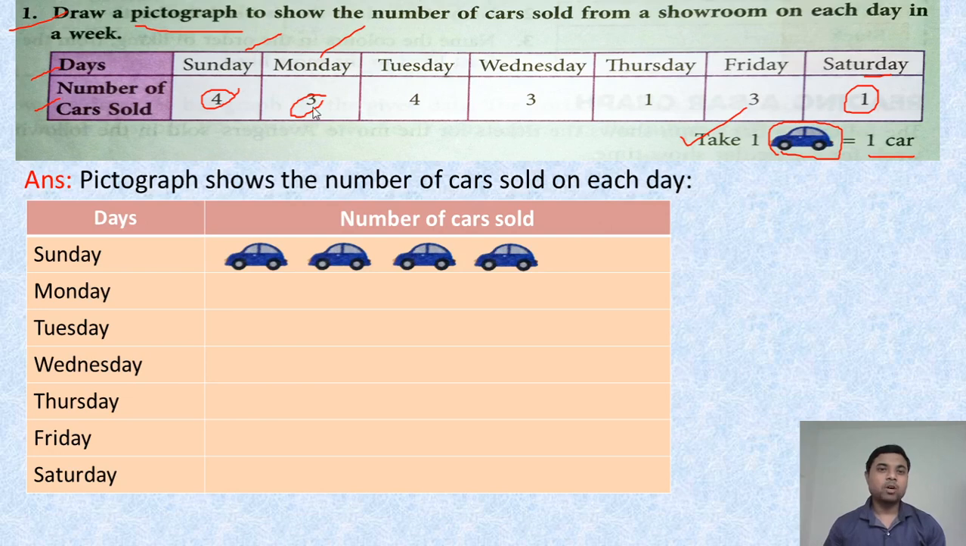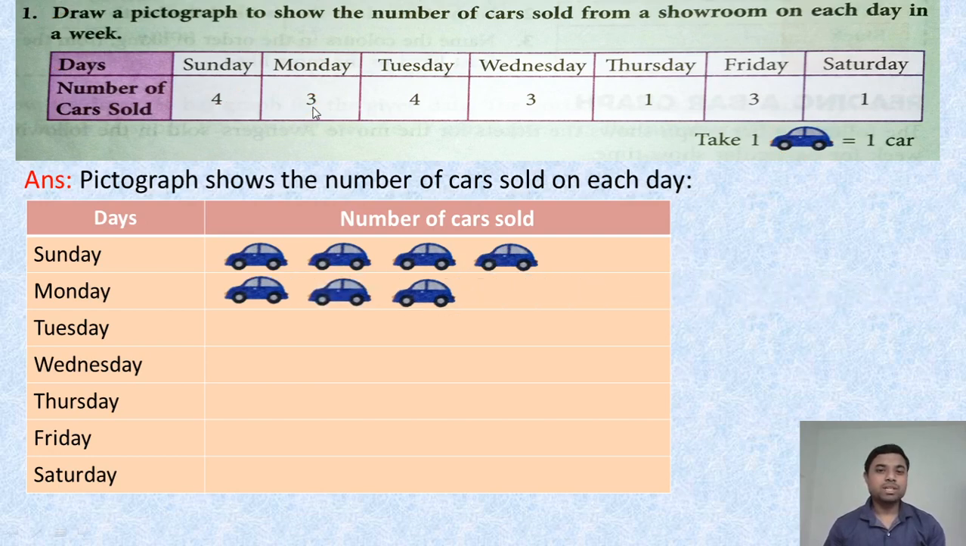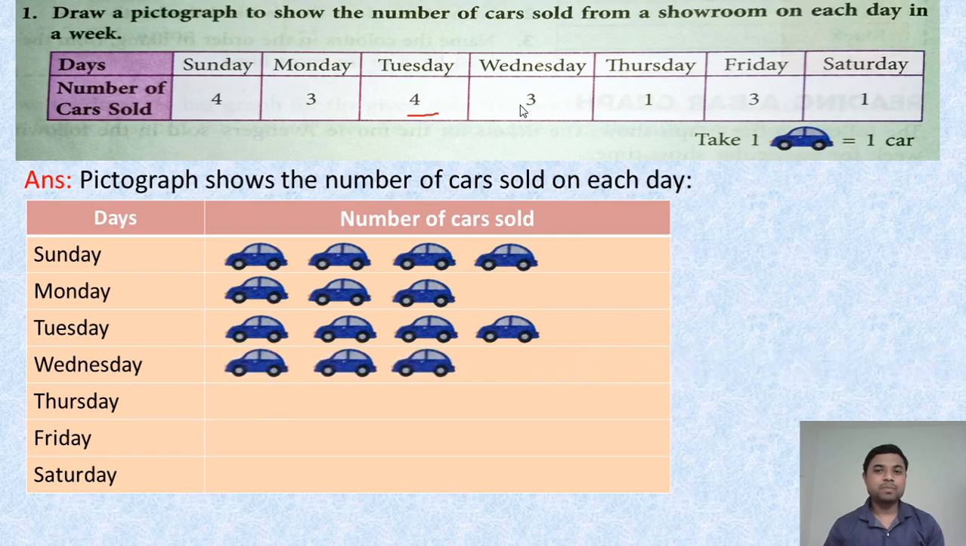Now on Monday how many? 3. So how many symbols you have to draw? 3. So 1, 2 and here 3. Next on Tuesday how many? 4. So draw this. Okay, next Wednesday how many? 3. Draw this 3. Next Thursday how many? 1. Friday how many? 3. And Saturday 1. Is it clear? So here draw this by pencil.